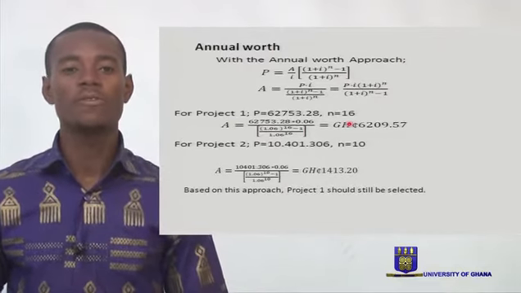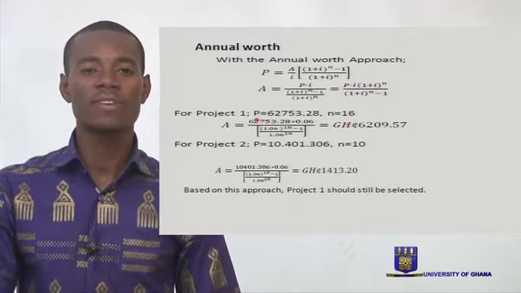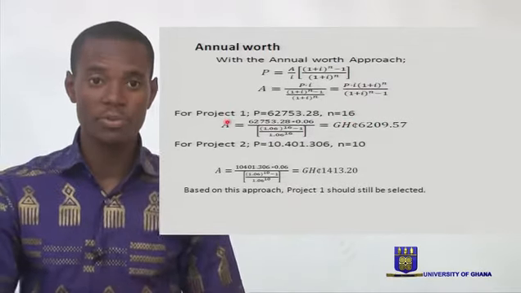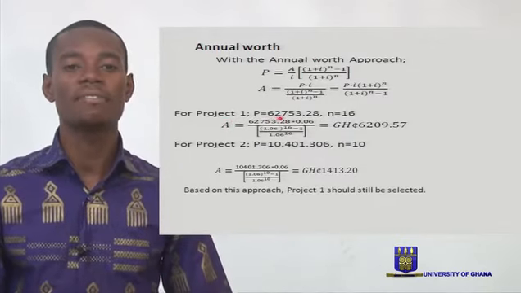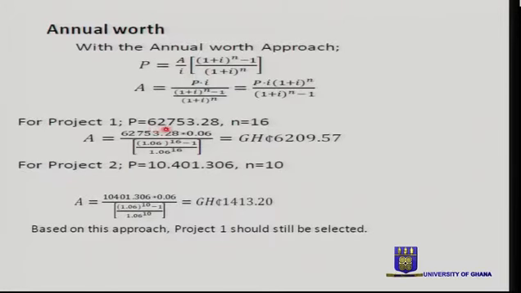So, we'll continue from the previous session. Considering the first instance, where we were considering two projects, project 1 and 2, we found project 1 to have an NPV of 62,753.28, and it was supposed to be useful for 16 years. What we're going to do is put this NPV into this expression. If we make A the subject, this is what we end up having: PI into bracket 1 plus I to the power N, all divided by 1 plus I to the power N minus 1, where PI means P times I, the net present value times the interest rate. I substitute this data into this expression, and this is what I have.